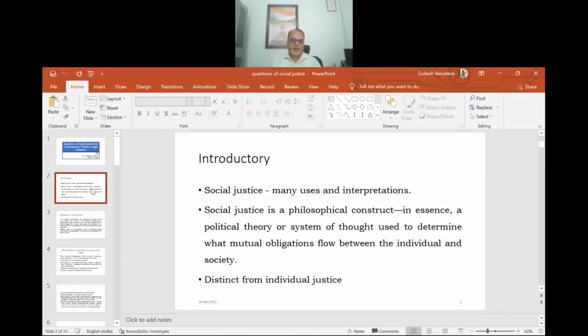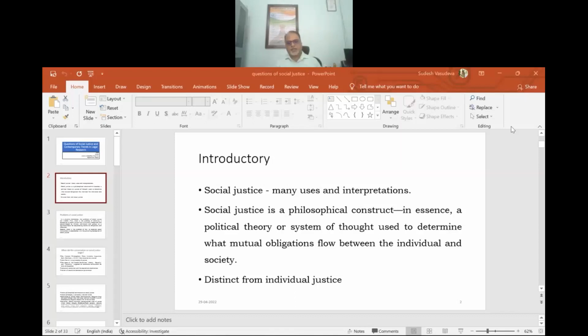To introduce ourselves to the concept of social justice. Whether social justice is different, a variable within the concept of justice, is one question. Whether social justice, with its many uses and interpretations, what does it mean? Whether it has a basic meaning at all, or whether it is a universal. That's the first clarification that we may need to understand here.